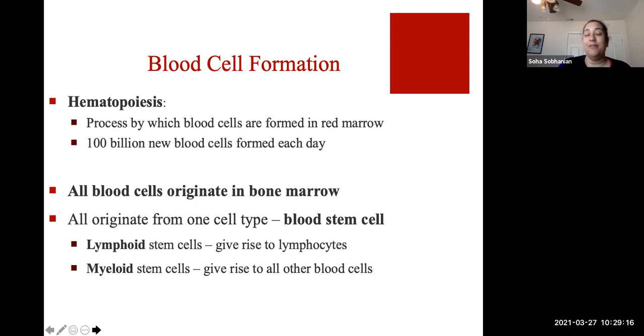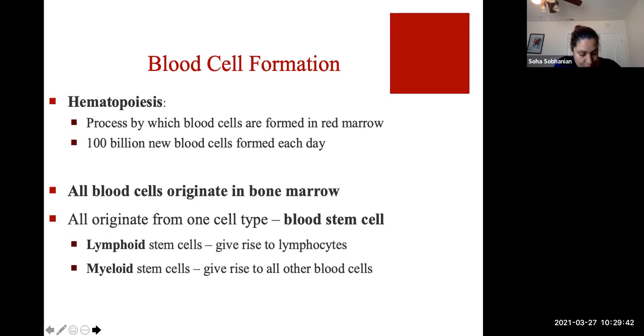So blood cell formation. Blood cell formation in general, we use the word hematopoiesis. Heme implies, again, kind of coming from that whole red concept, the color of the blood red. Poiesis means production or synthesis. So it's basically the production of blood cells that are forming in your red bone marrow.